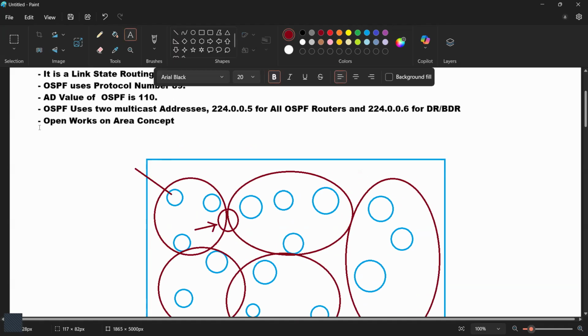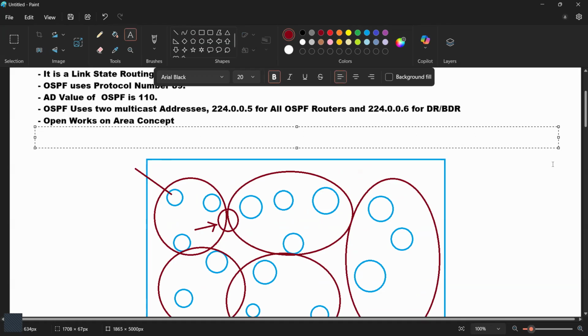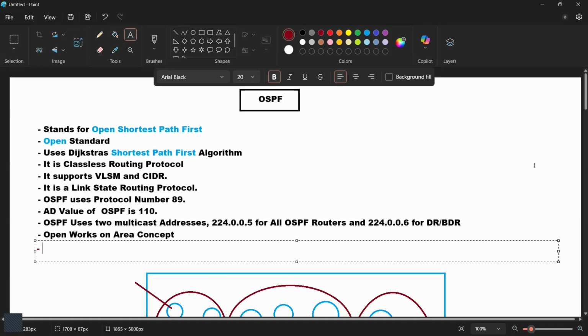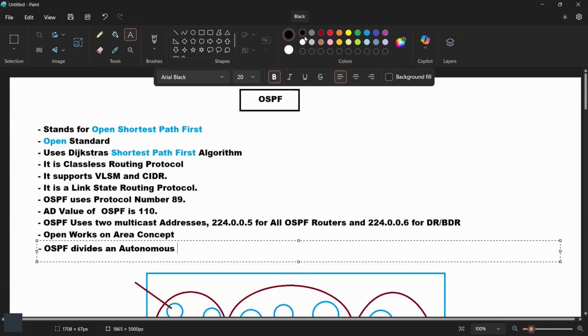What do I mean when I say OSPF works on the area concept? Note down that OSPF divides an autonomous system into smaller parts known as areas. Why? For faster convergence.